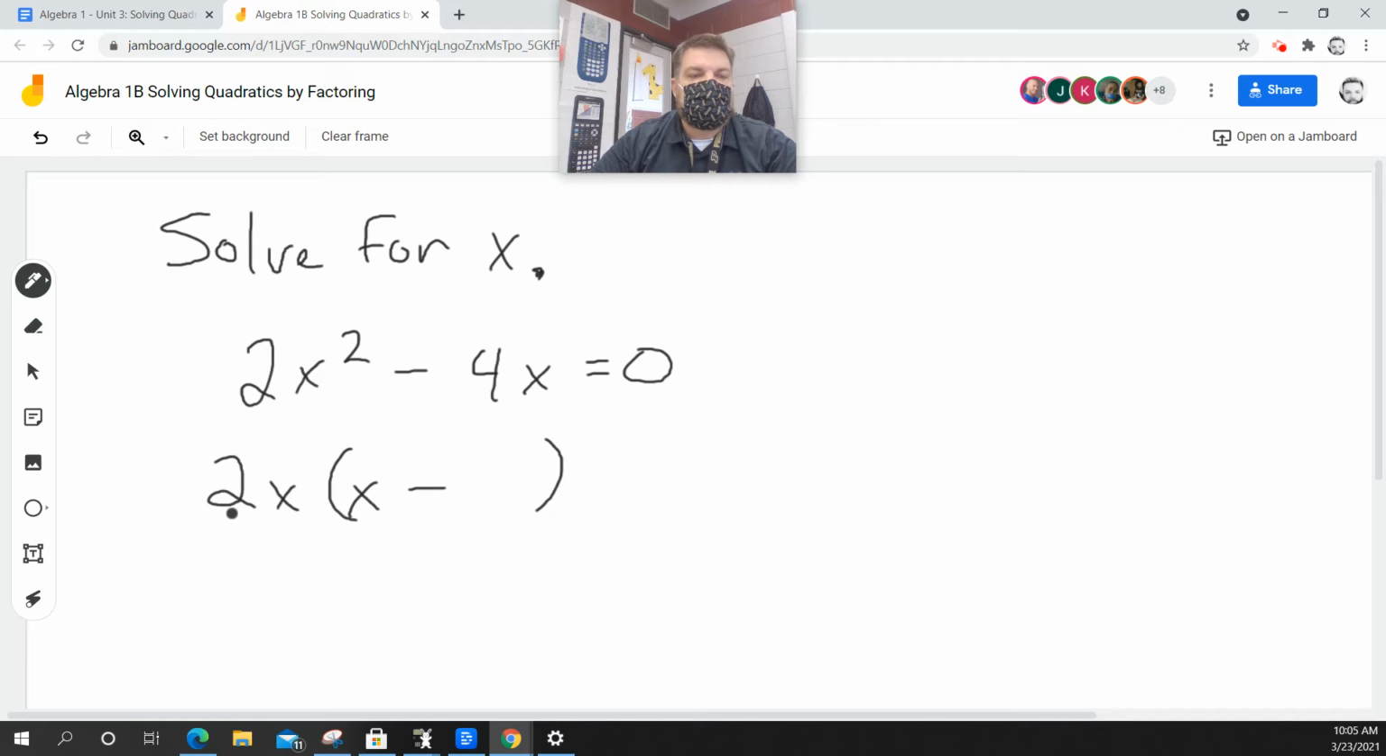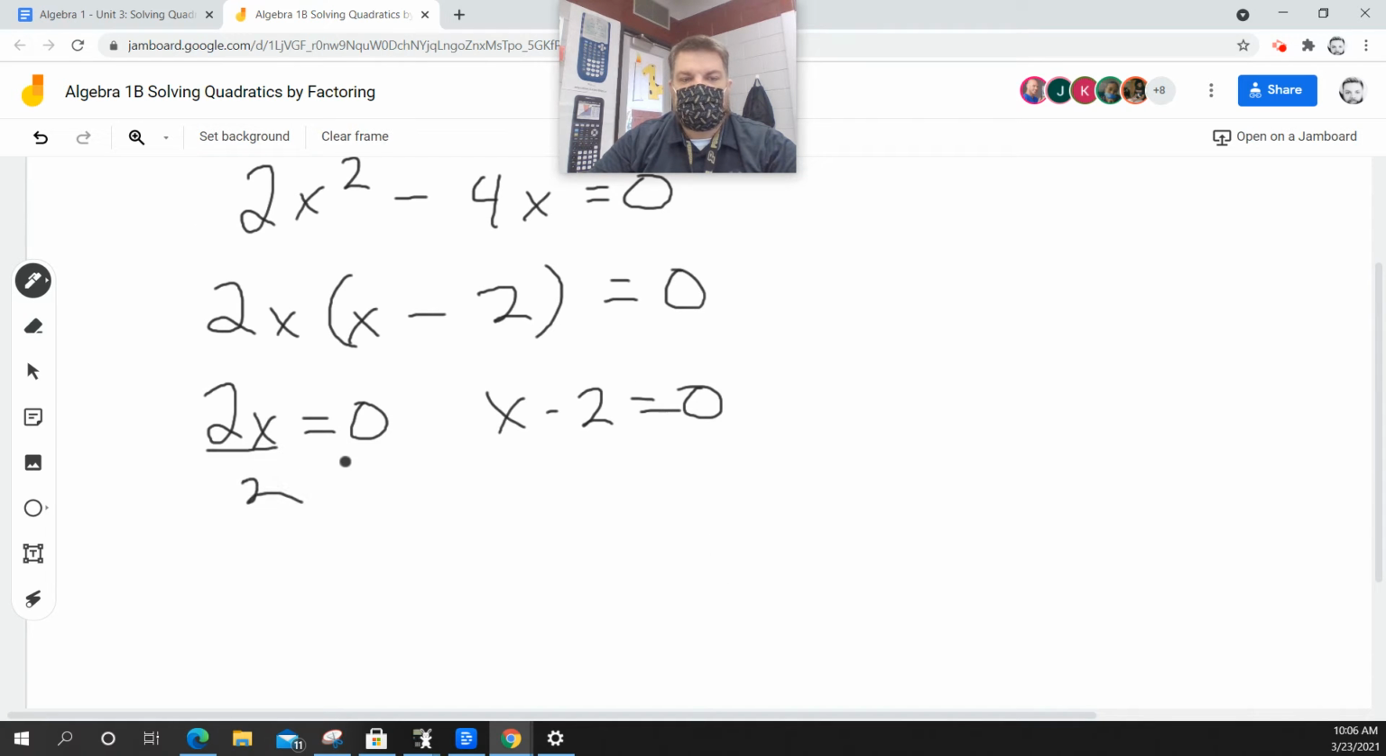Now, what do I multiply 2x by to get negative 4x? This times this has to equal this. So what do I put right here? Negative 2, right? So now 2x has to equal 0, and x minus 2 has to equal 0.